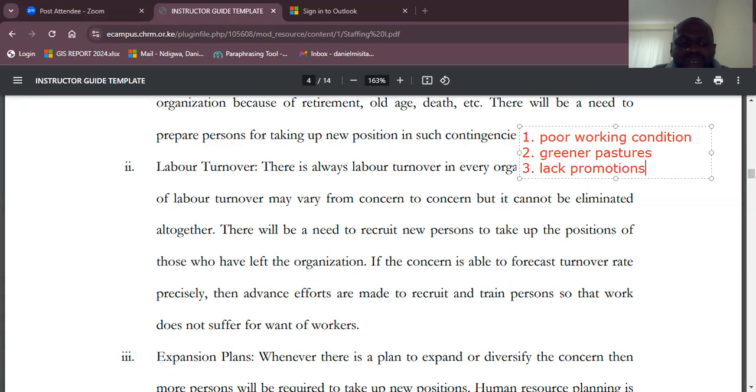What other reasons could lead to high employee turnover? Ali? Separations on disciplinary grounds. For disciplinary grounds also, summary dismissal, disciplinary issues, or summary dismissal.